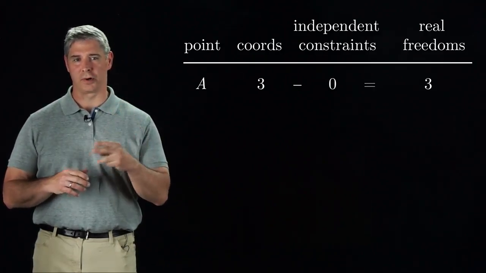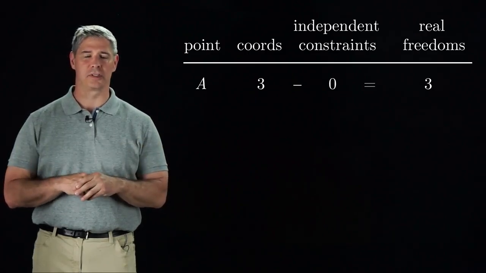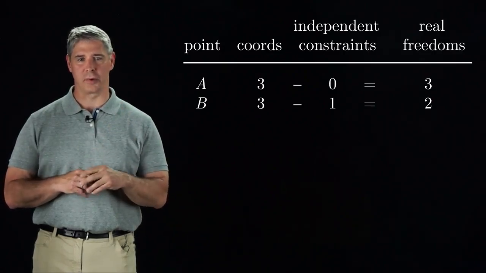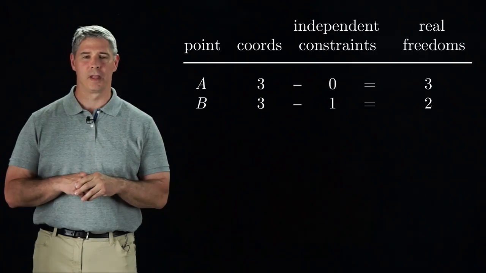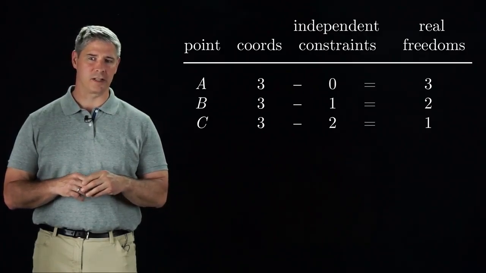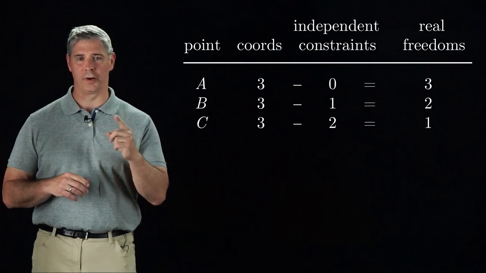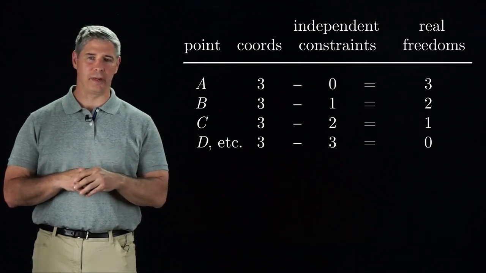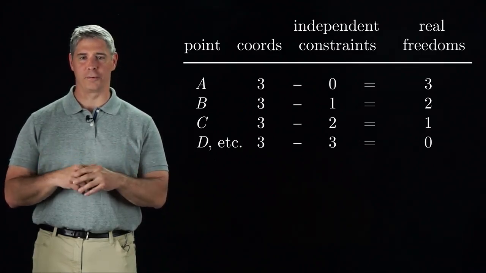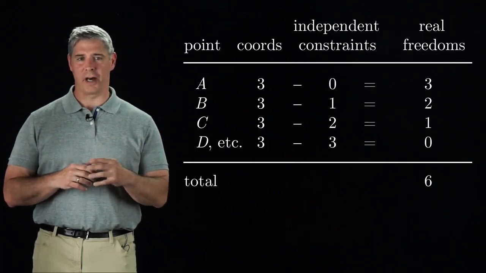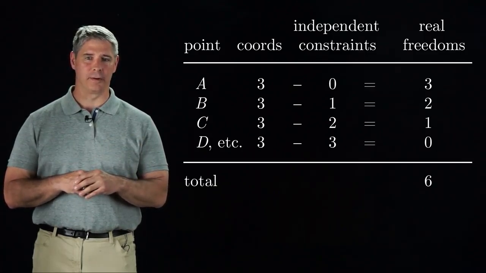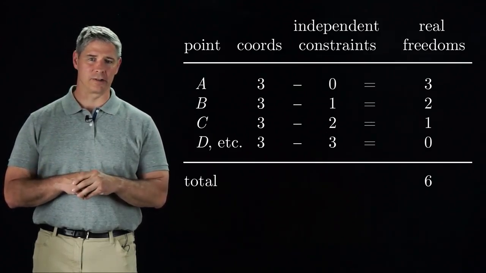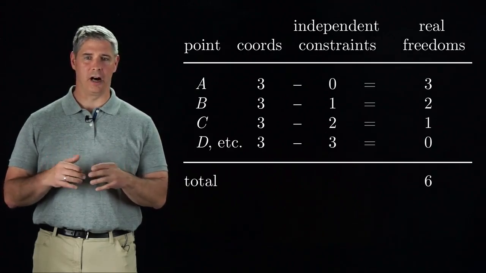Point A has 3 coordinates and no constraints in how we choose them. Point B has 3 coordinates, but they're subject to 1 constraint, so we only have 2 real freedoms. Point C has 3 coordinates, but they're subject to 2 constraints, so there is only 1 real freedom. All other points have 3 coordinates, but are subject to 3 independent constraints, so there are no further freedoms. Thus, a rigid body in space has 6 total degrees of freedom, 3 of which are linear, or XYZ, and 3 of which are angles, sometimes called roll, pitch, and yaw.